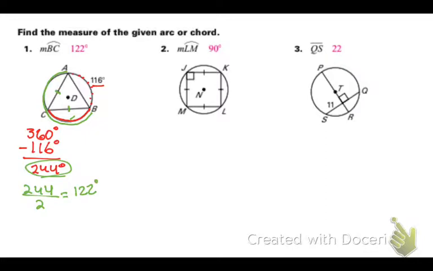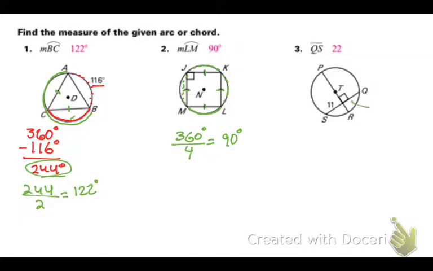Okay, so number 2, we want the measure of LM. We notice again that these 4 sides are all equal, so all these individual arcs have to be equal, and there are 4 of them. So we take 360 degrees and divide it by 4, and each individual arc is equal to 90 degrees.